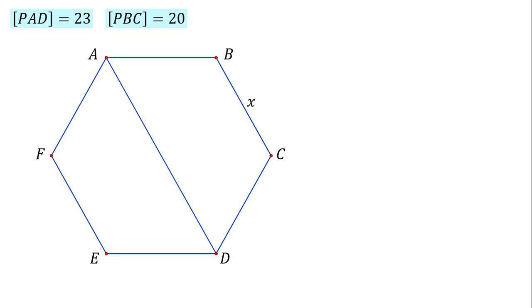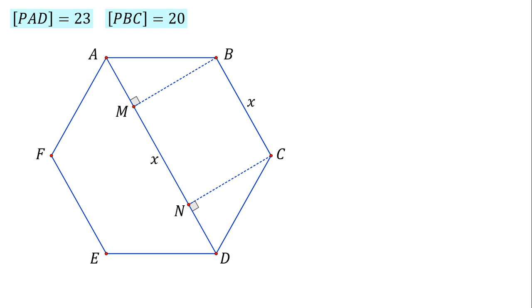Let's also drop segments from points B and C perpendicular to AD at points M and N. Now, we have rectangle BMNC. So MN is also X. Notice that we also have two congruent right triangles, BMA and CND.